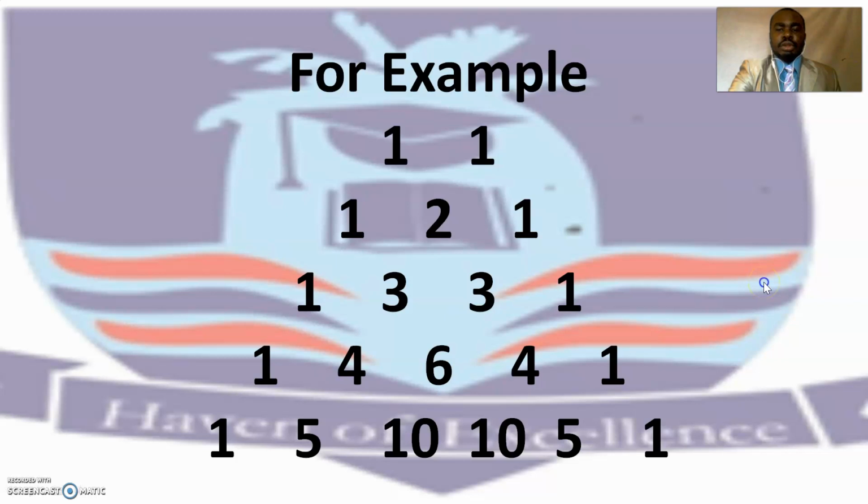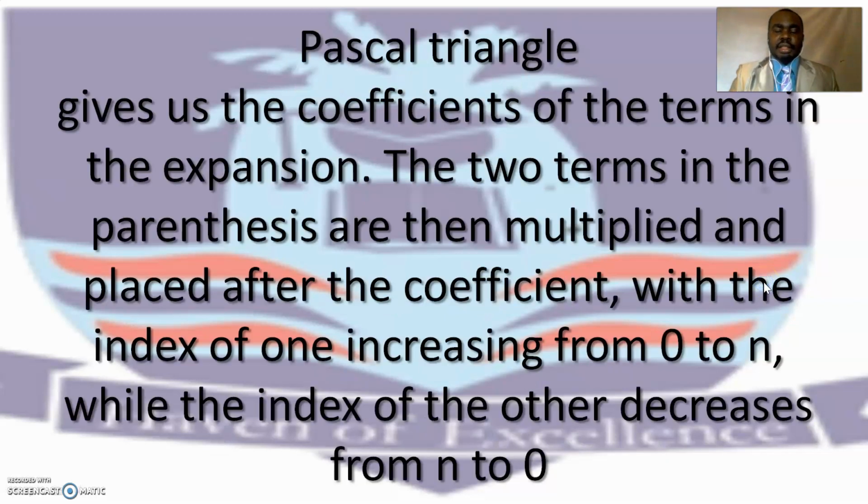Now, how do we use a Pascal triangle in solving a binomial expansion? The Pascal triangle gives us the coefficient of the terms in the expansion. The two terms in the parentheses are then multiplied and placed after the coefficient, with the index of one increasing from 0 to n, while the index of the other increasing from n to 0.